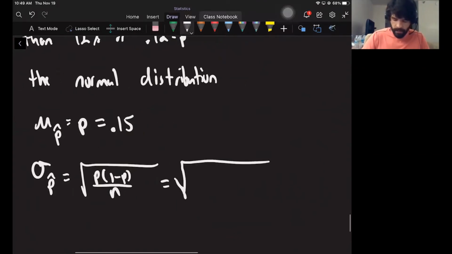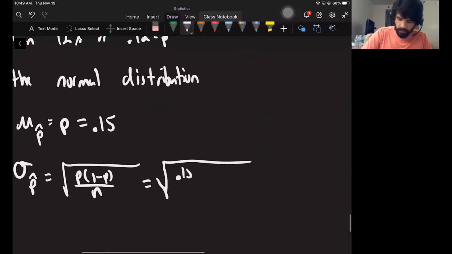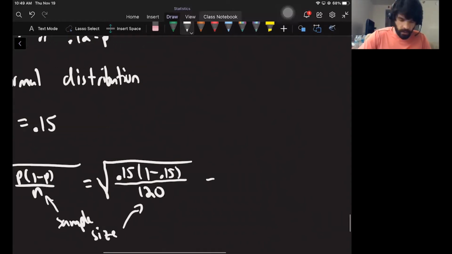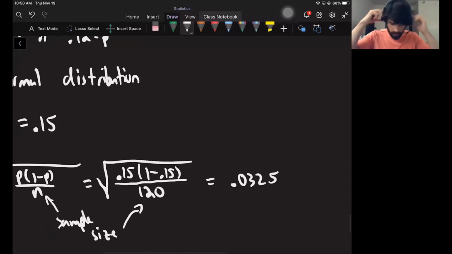So it's going to be 0.15 times 1 minus 0.15 divided by the sample size in this problem, which is 120. So I'm taking a sample of size 120 people. That's how that 120 is coming about. You plug this in a calculator, you should end up with 0.0325, roughly.